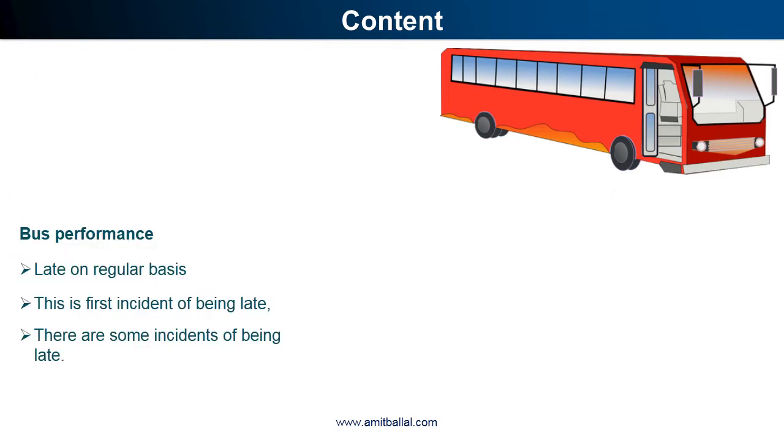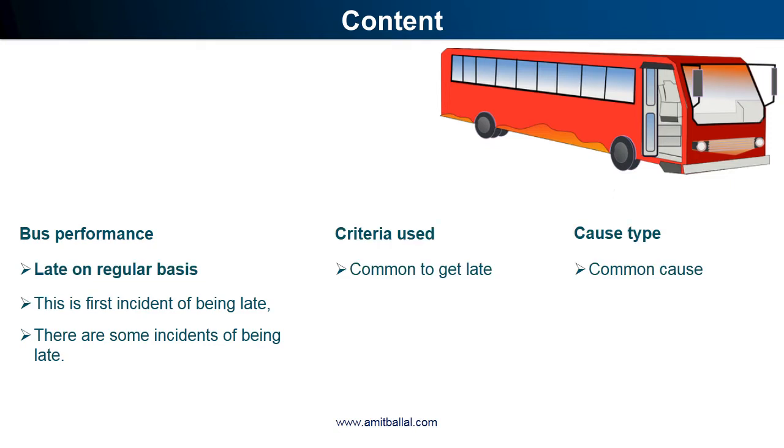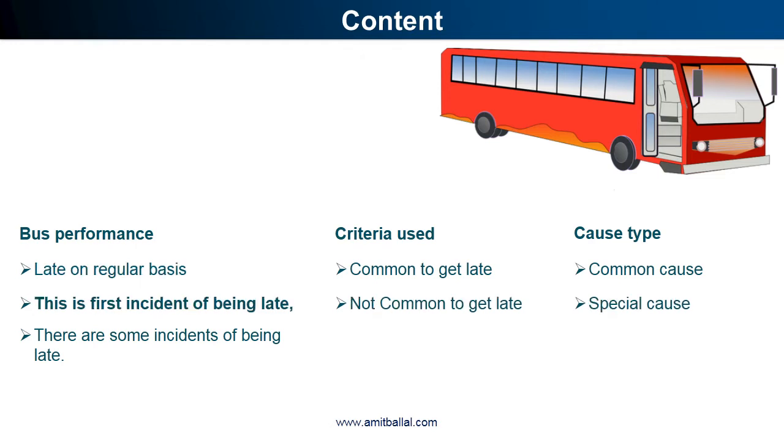If we regularly go by this bus, we would be knowing whether this bus is late on regular basis, or this is first incident of being late, or there are some incidents of being late. If the bus is late on regular basis, it means it is common for this bus to be late. Hence we can consider it is due to common causes and not special. And if this is the first incident of being late, it means it is not common for this bus to get late. Hence we can consider it is due to a special cause. That is, something different happened.